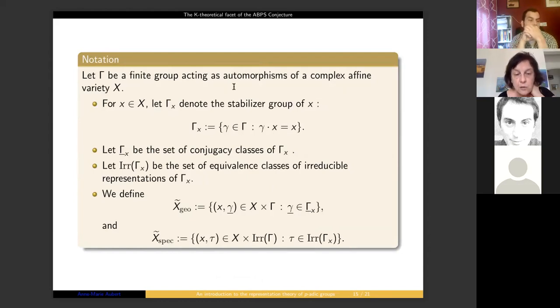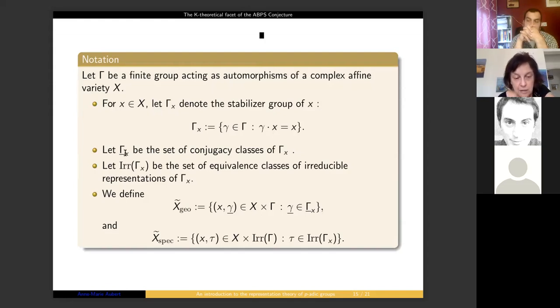So we have a finite group. In my case, it will be the group W_S acting on a complex affine variety. So we will apply it to T_S. First we can consider the isotropy subgroup of x, the elements of Γ which fix x. I will also denote it by, okay, this notation is imported from Lusztig's papers.